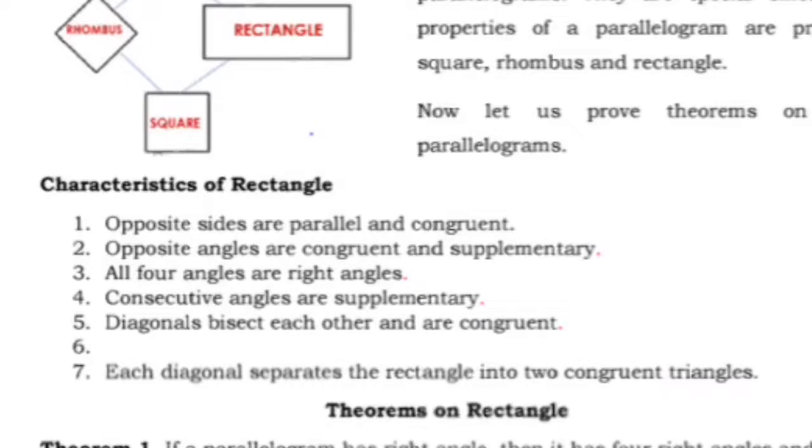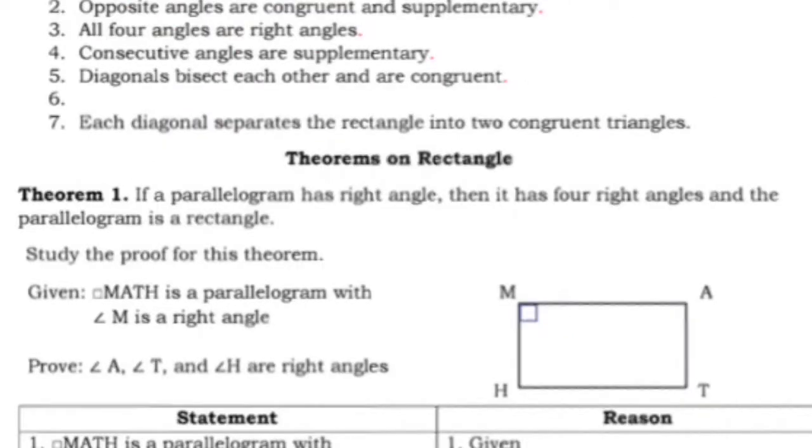Number 3, all four angles are right angles, meaning the measurement is 90 degrees. Number 4, consecutive angles are supplementary. If you have MATH, M and A are consecutive, A and T, and H and M are consecutive. Meaning for number 4, they are supplementary, the sum of the two angles is equal to 180 degrees.